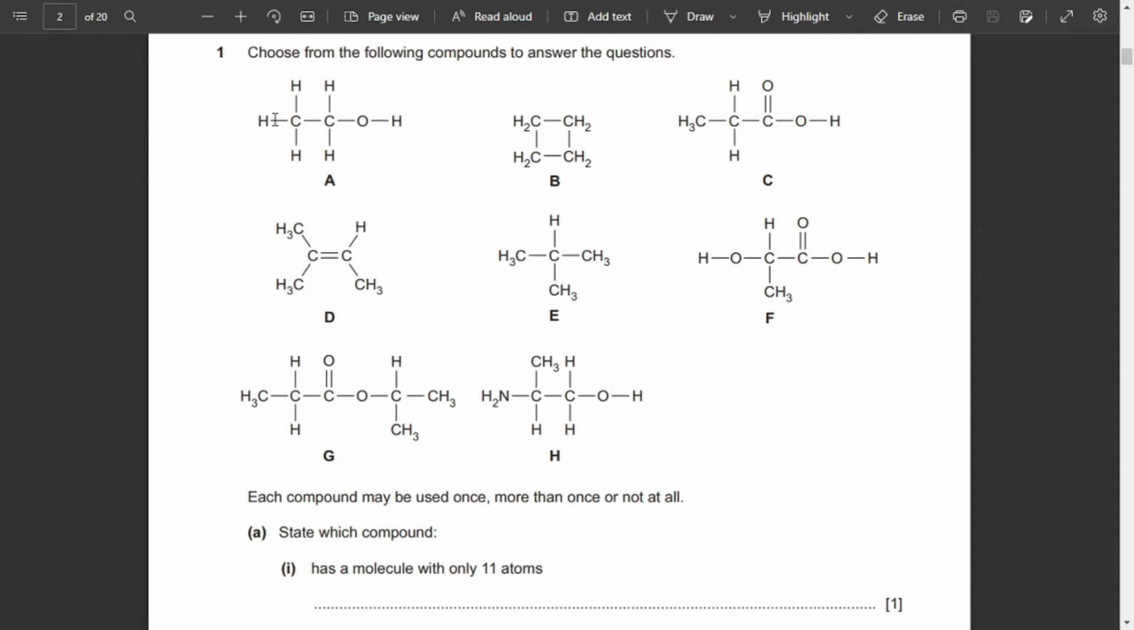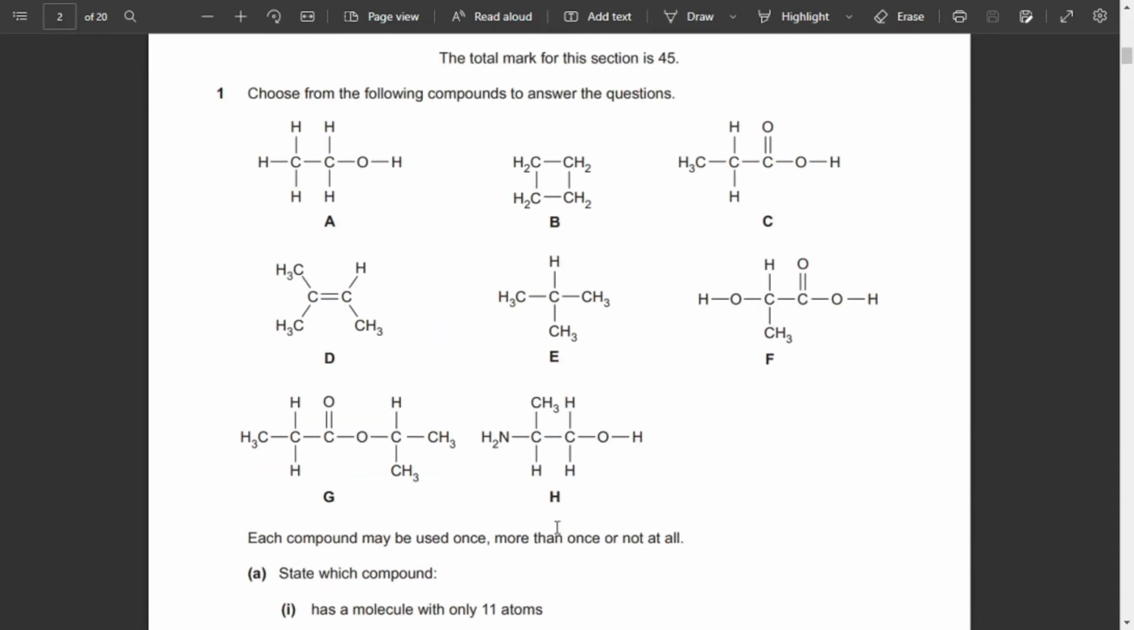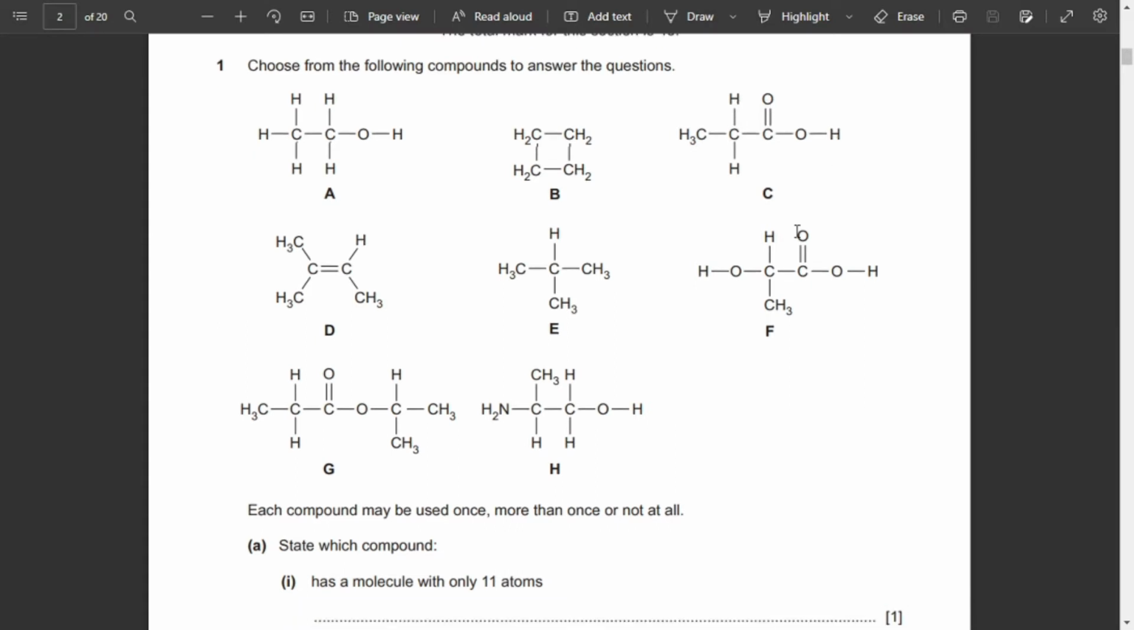If we look at it, it has 1, 2, 3, 4, 5 atoms. We're talking about a molecule with only 11 atoms, which means we are going to be counting every single atom over here. For example, this makes 1, 2, 3, 4, 5, 6, 7, 8. So this is not the answer for sure. Then we have this, 2, 4, 5, 6, 7, 8, 9, 10, 11, 12. Not this either. Then 3, 4, 5, 6, 7, 8, 9, 10, 11. C is the right answer. We can easily understand it. So the answer for this is C.